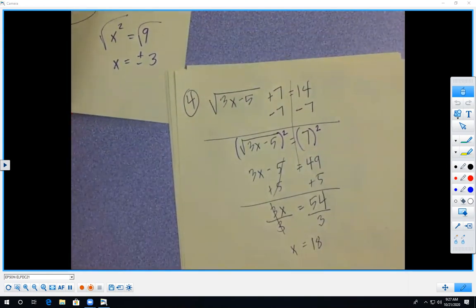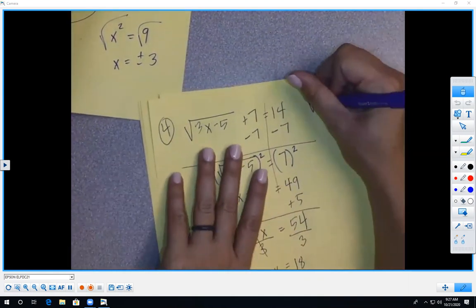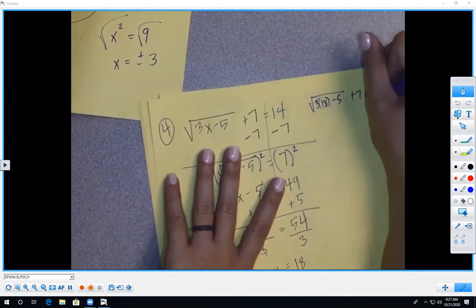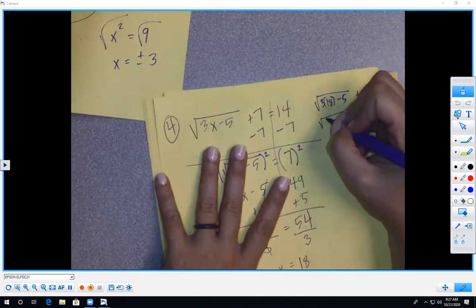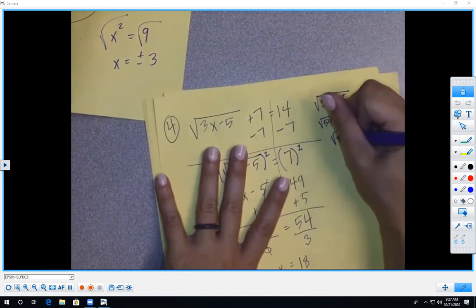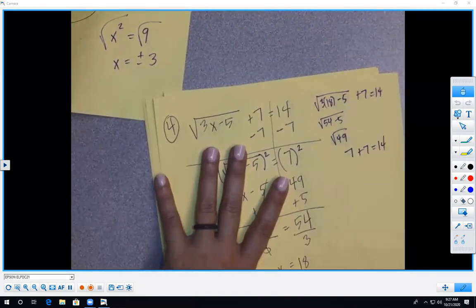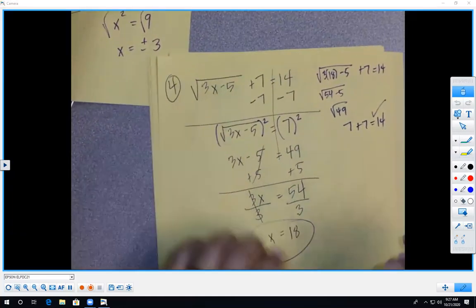Plug it back in, make sure it works. It should work because it was a positive number here. So the square root of 3 times 18 minus 5, and then plus 7, does that equal 14? Well, 3 times 18 is 54. 54 minus 5 is 49. The square root of 49 is 7. And does 7 plus 7 equal 14? Yes. So 18 is the answer here.